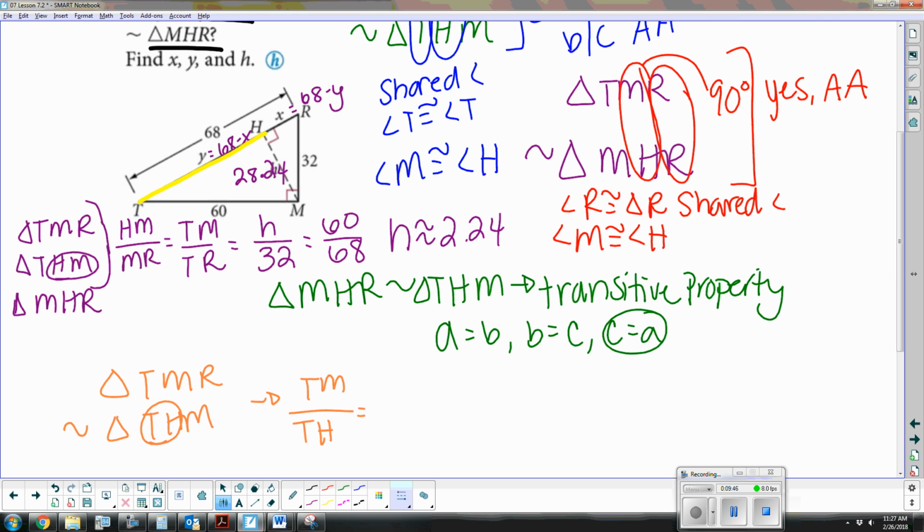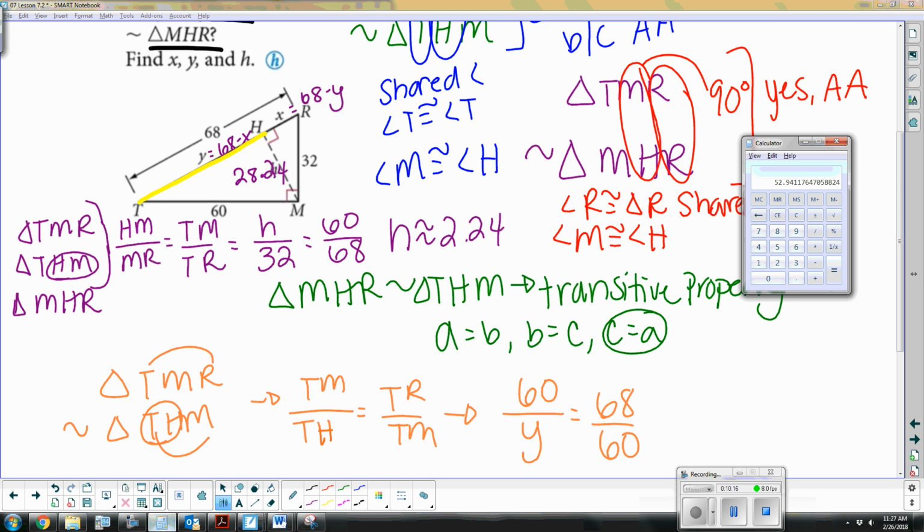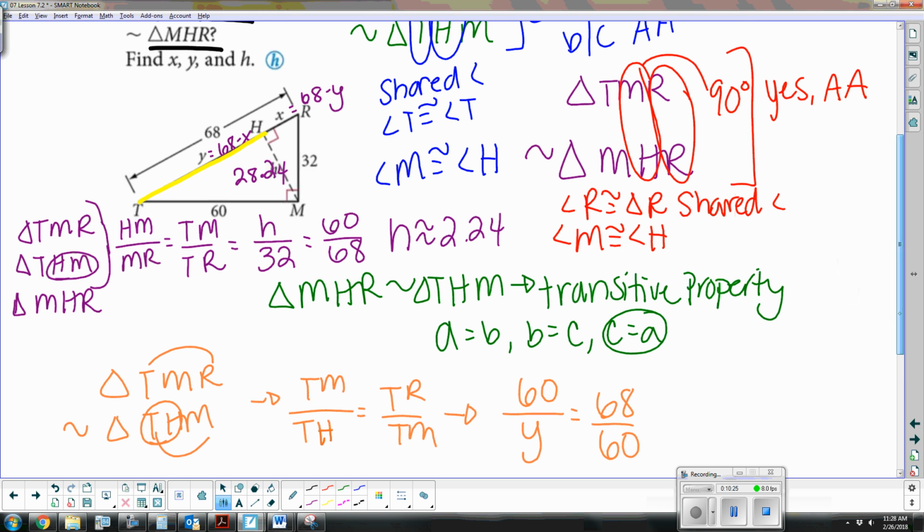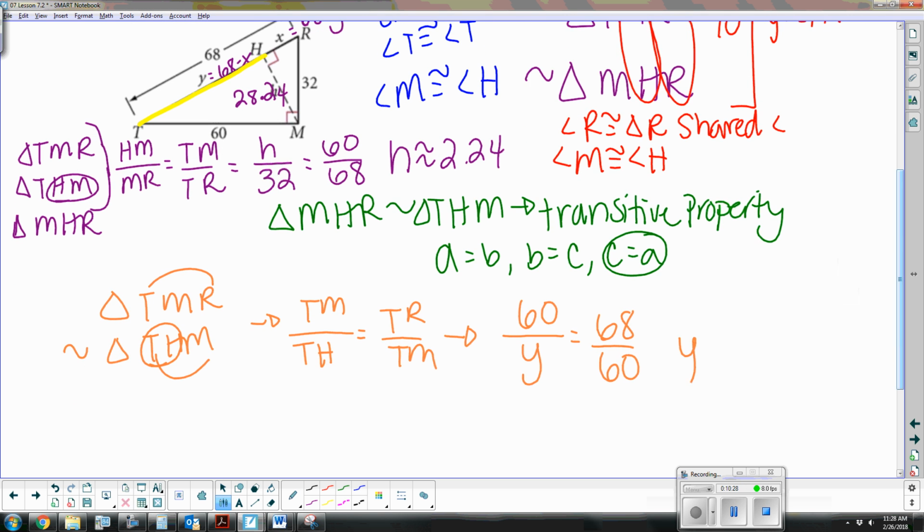And I'm going to use two other sides. So I'm going to use TR and TM because those two segments are proportional. So when I use these ratios, I get TM, which is 60, over TH, which is y, my unknown, and that's equal to 68 over 60. On my calculator, I'm going to take 60 times 60 divided by 68 to solve for y, and I get approximately 52.94.